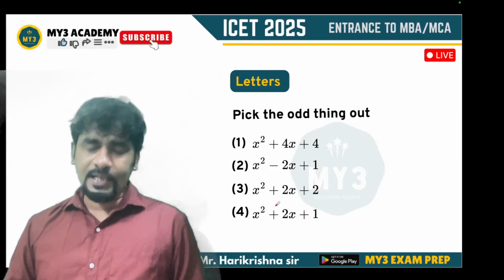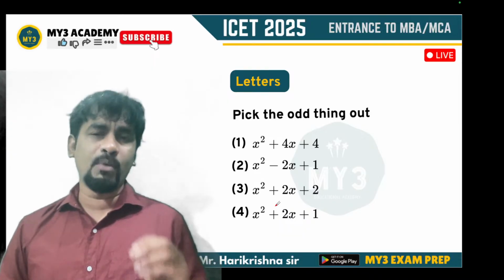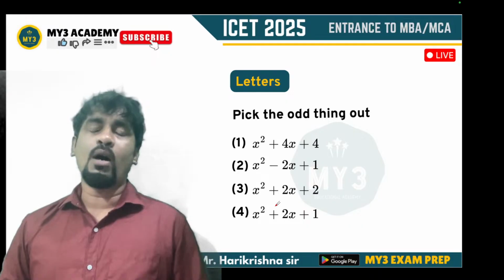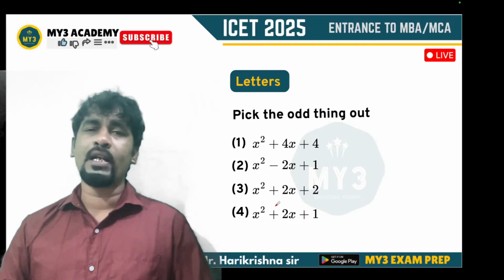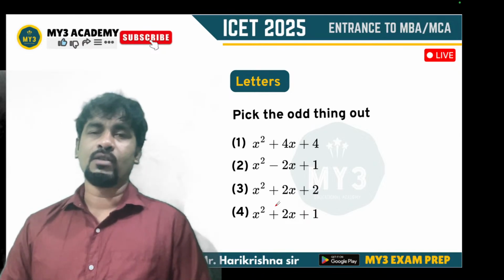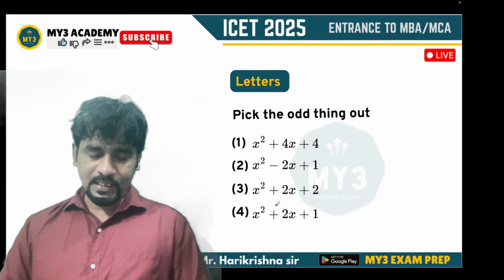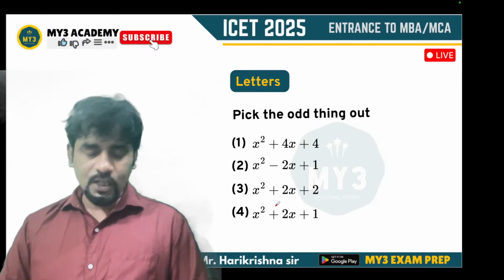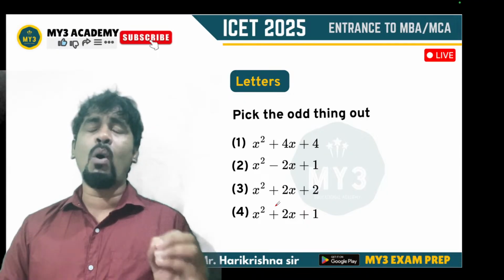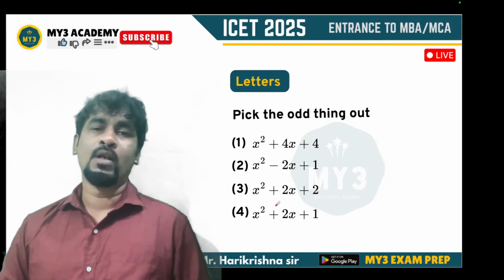Look at the next question which is available on the screen. It is not related to letters, but some variables are available, like a quadratic equation is given and they are asking us to figure out the odd thing out here. Whenever this type of questions come, and you can see so many times this type of questions come, what you do is just blindly go and find out the determinant value.